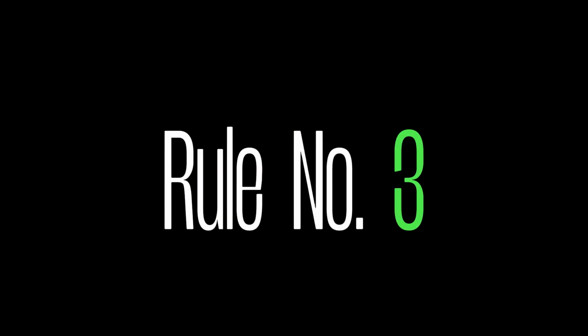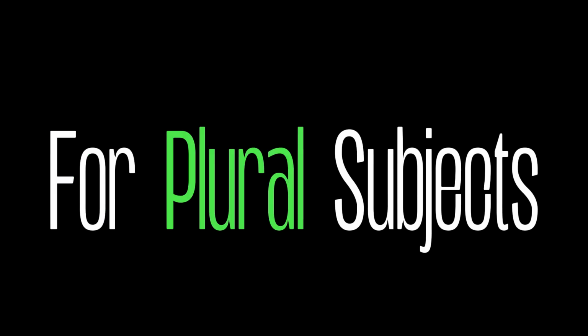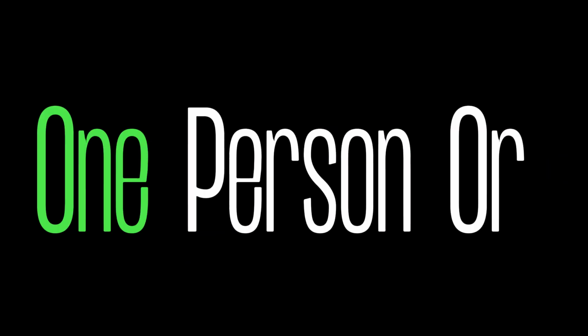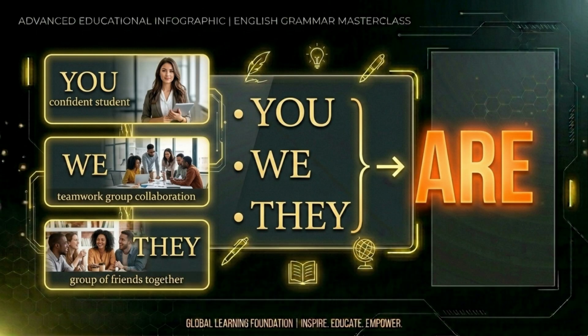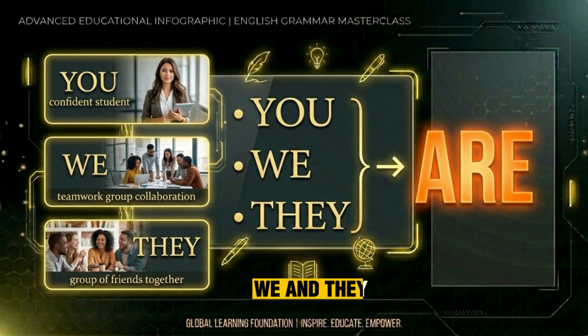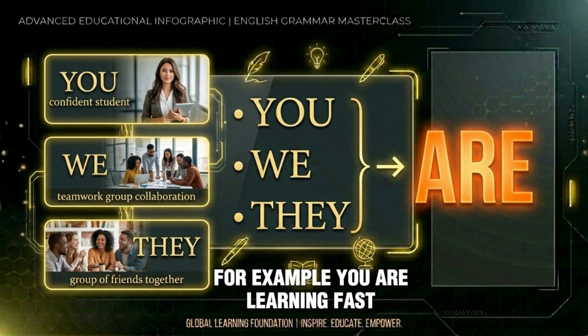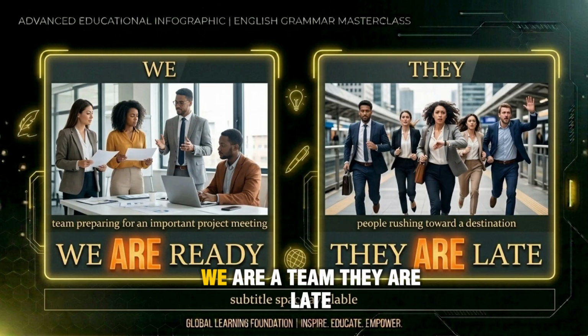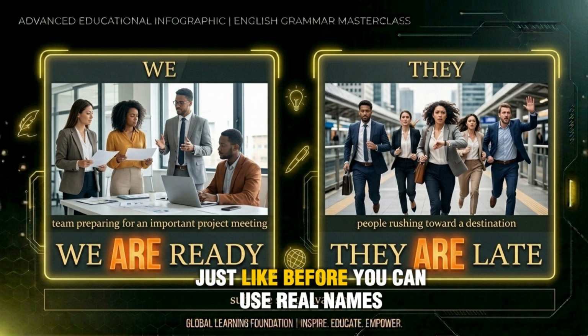Rule number 3. For plural subjects, meaning more than one person or thing, we use are. This includes the pronouns you, we, and they. For example, you are learning fast. We are a team. They are late. Just like before, you can use real names. Sarah and Tom are married.